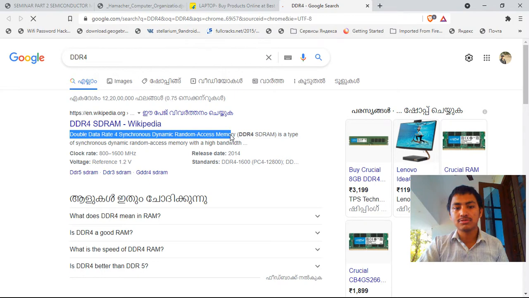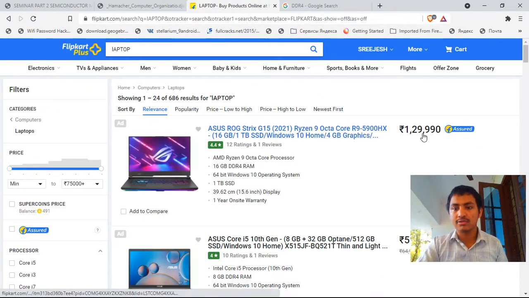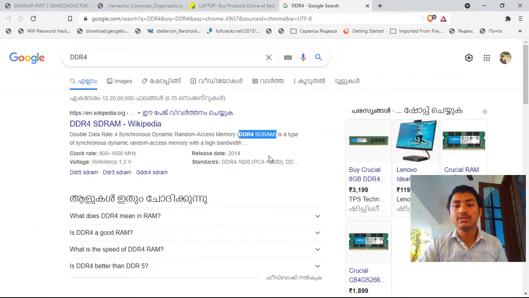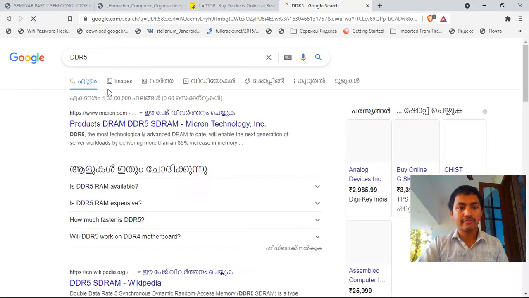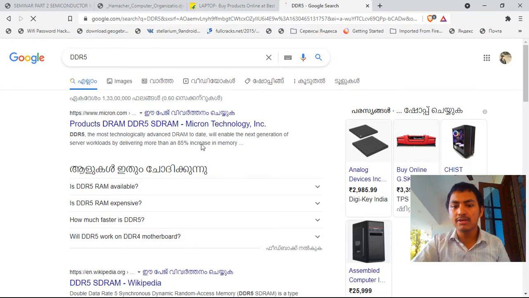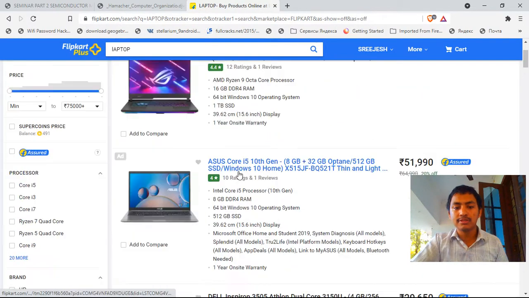This is the thing we are currently using. I just put the latest one, which costs about 1 lakh something. This is the advanced technology. I think DDR5 is available right now, which is much costlier. Just know about this thing called DDR, and whenever you go to buy a laptop, check what type of DDR it is using, just as additional information.